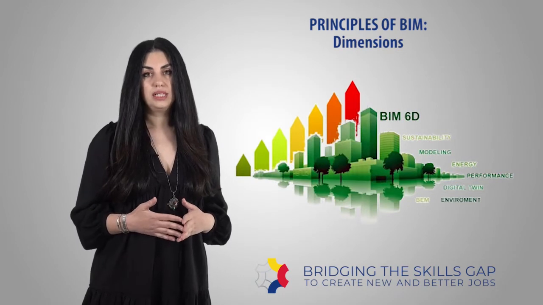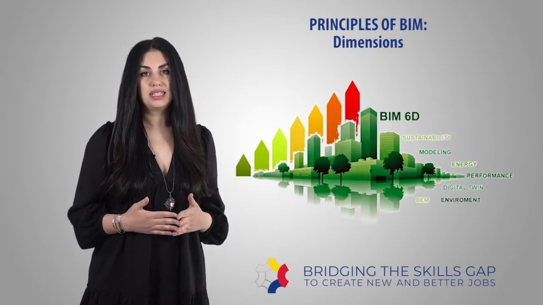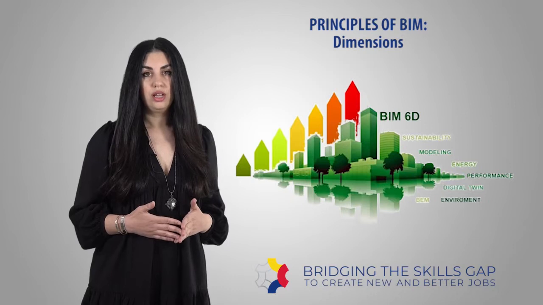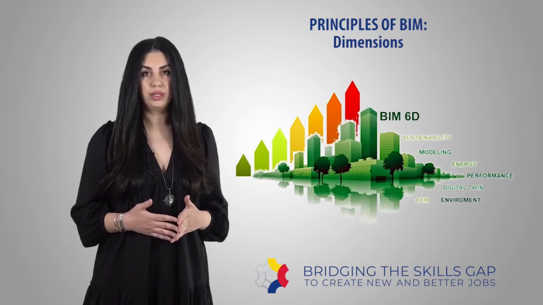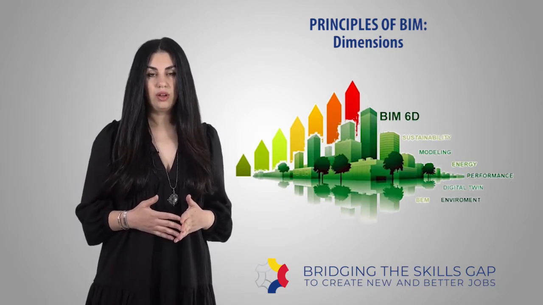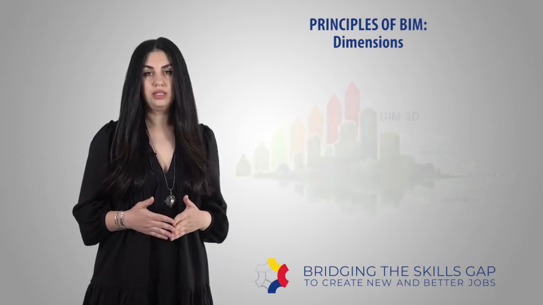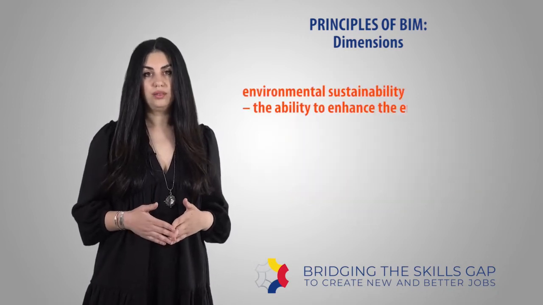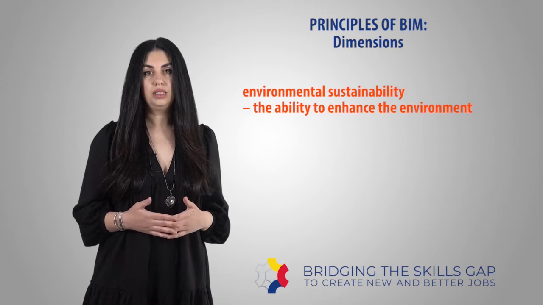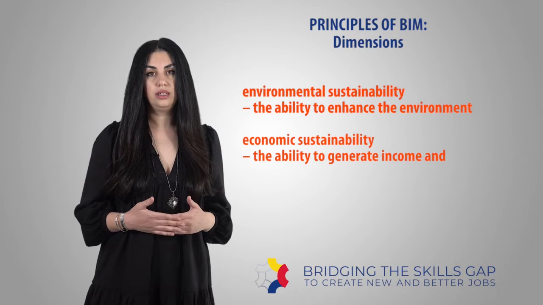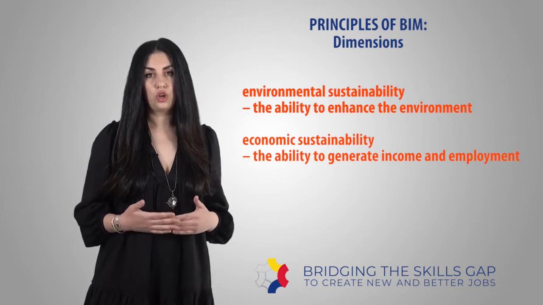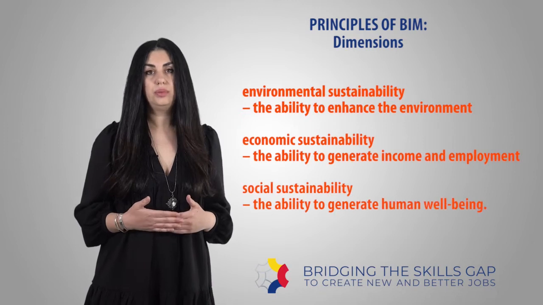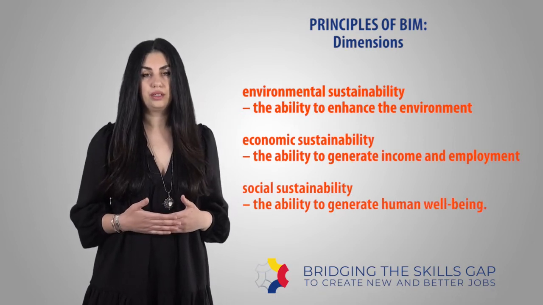6D BIM is the dimension of BIM that adds sustainability information to the geometric model of the building. The concept of sustainability can be split into environmental sustainability, the ability to enhance the environment; economic sustainability, the ability to generate income and employment; and social sustainability, the ability to generate human well-being.